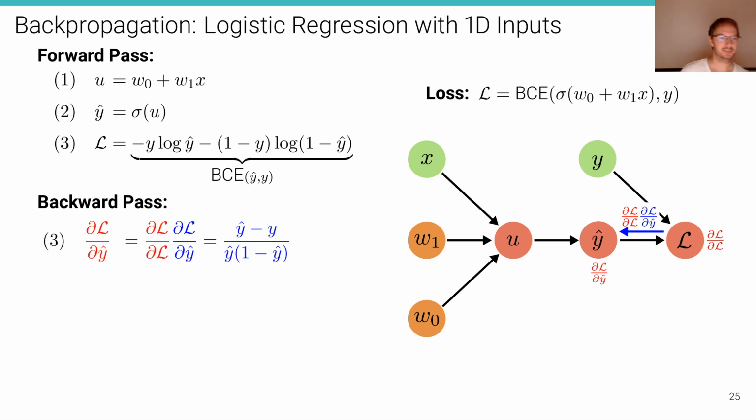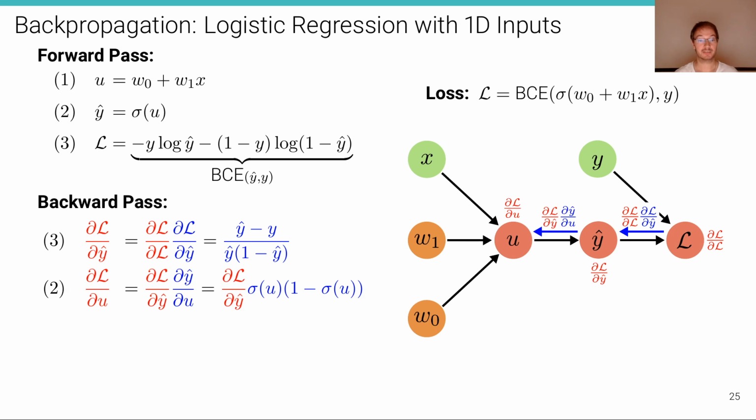So let's apply the backpropagation algorithm to this example. Again, we start with the gradient of L with respect to L, which is 1 at the output node. But we're not backpropagating to y, we're just backpropagating to y hat in this case. So what is the gradient of L with respect to y hat? Well, it's the gradient of L with respect to L, which is 1, so this goes away, times the gradient of L with respect to y hat, which is simply this expression here. So if you calculate the gradient of this term here, you end up with this expression.